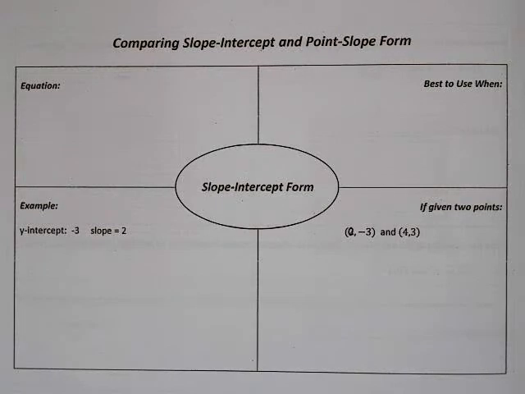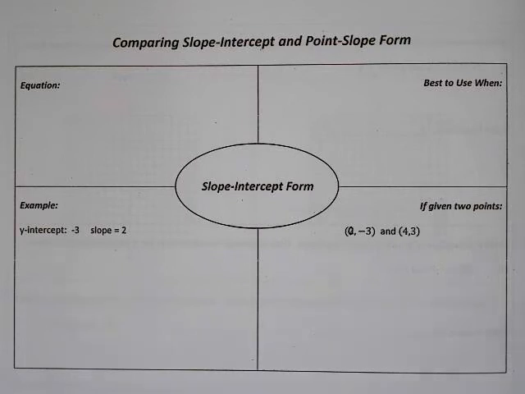Hi everyone, today we're going to be looking at comparing slope-intercept and point-slope form. So far, when we've been writing equations of lines, we've been telling you whether to write the equation in slope-intercept form or point-slope form. But today we're going to talk about how you can make the best choice of which form to write the equation in based on the information that you're given.